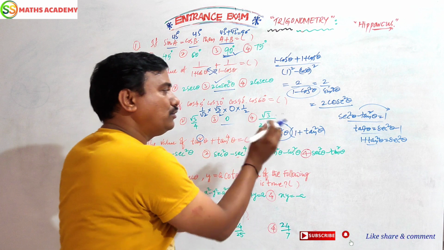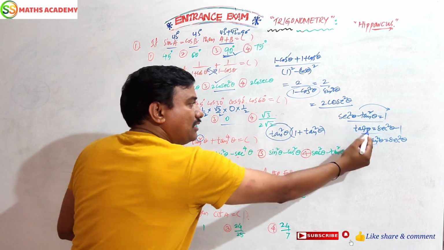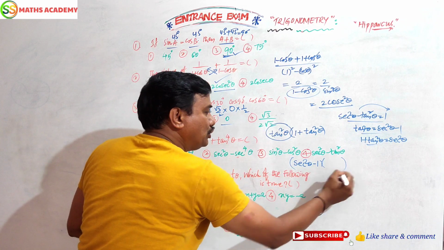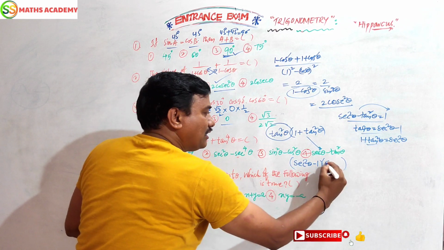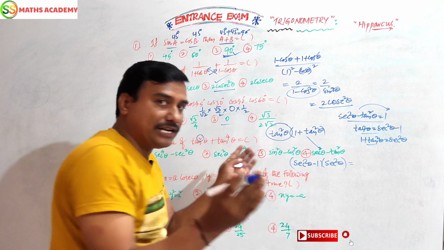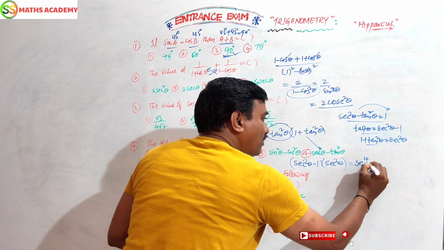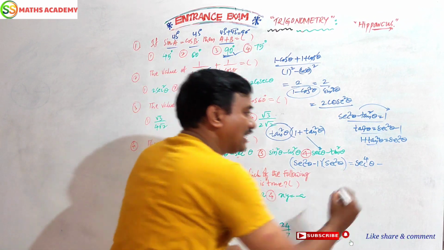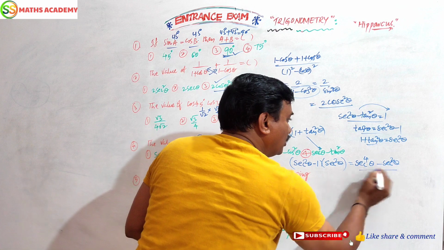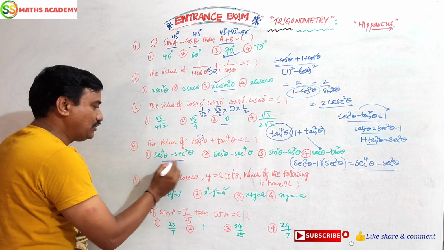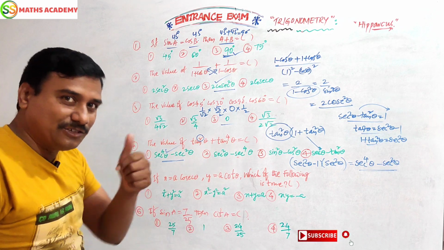These two we have to substitute here. So tan square theta is sec square theta minus 1, into 1 plus tan square theta, which is sec square theta. You have to multiply it. Sec square theta into sec square theta is sec to the power of 4 theta, minus 1 into sec square theta, nothing but sec square theta. So our final answer is sec to the power of 4 theta minus sec square theta. This is your answer. Okay, got it?